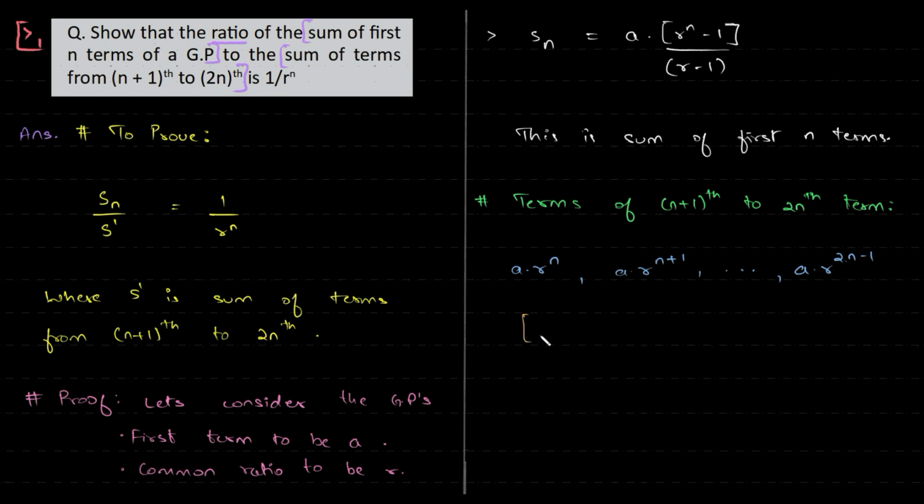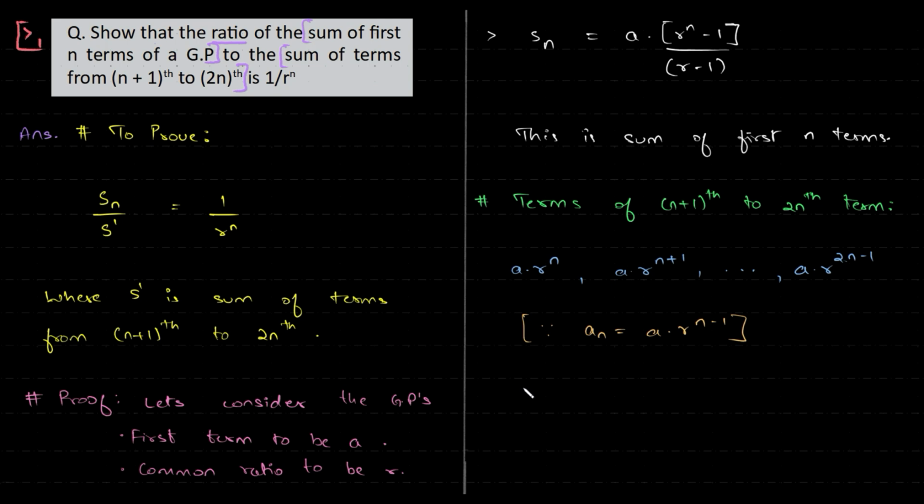Because an, that is any term, is given by a into r to the power of n minus 1. That's why I'm subtracting 1 over here. So n plus 1 minus 1 will be n, is it not? And the last term is 2n minus 1. In total there will be n terms again over here. So let me make that clear.